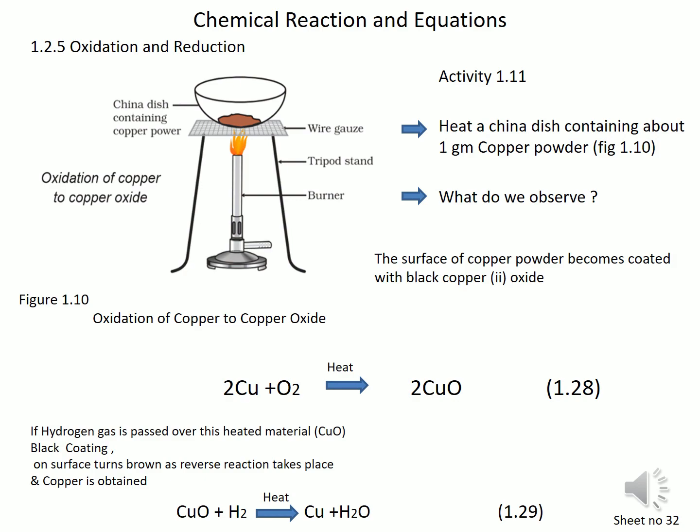Now again we can reverse this process. If hydrogen gas is passed over this heated material, CuO, which has a black coating, the surface turns brown again as the reverse reaction takes place and copper is obtained. Again, if we want to reverse this reaction, we have to pass hydrogen gas. So this is the CuO, the product of our earlier reaction. Then we pass hydrogen over it, and when these interact, we get the original copper, and H2O is also formed. So this is the reverse reaction.